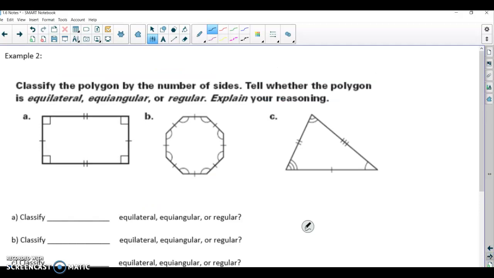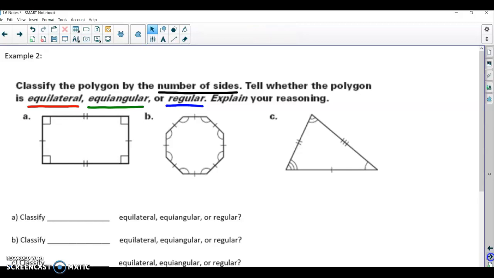Next, classify the polygon by the number of sides. Tell whether the polygon, go ahead and underline that, the number of sides. Tell whether the polygon is equilateral, equiangular, or regular. So if it's equilateral, equiangular, or regular. And then we need to explain our reasoning. So the first one, letter A.